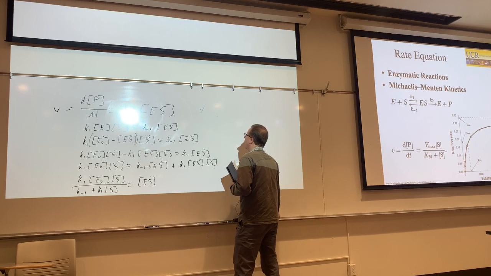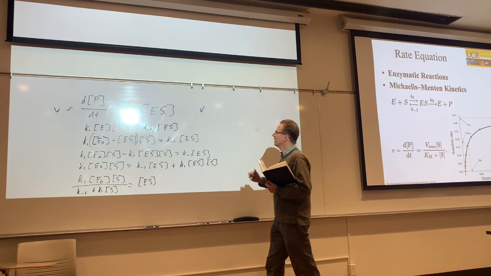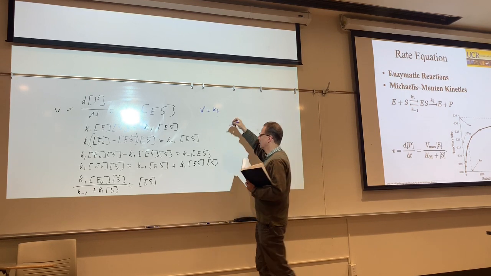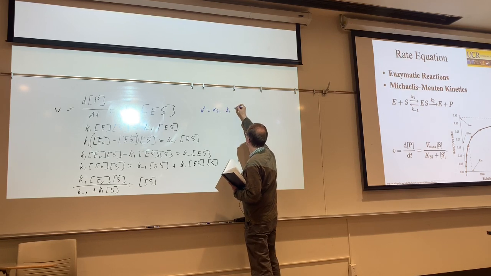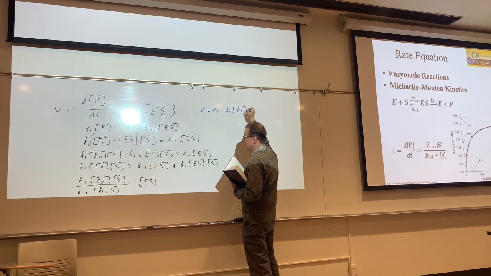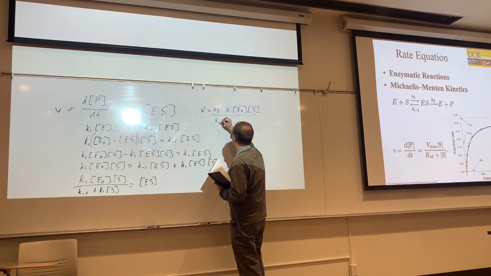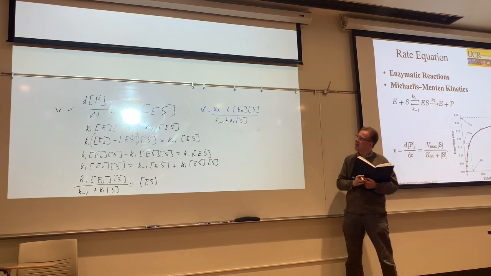So the rate of that reaction is K2 times K1 times the total concentration of the enzyme times the concentration of the substrate, divided by K minus 1 plus K1 times the concentration of the substrate. So that is the rate of my reaction.